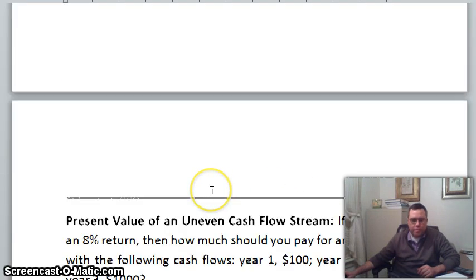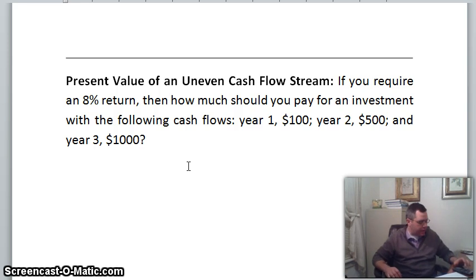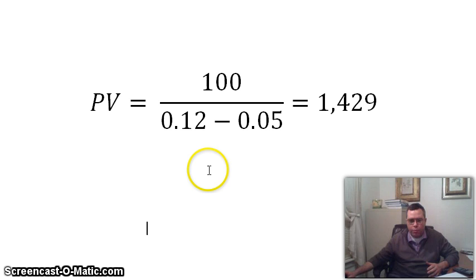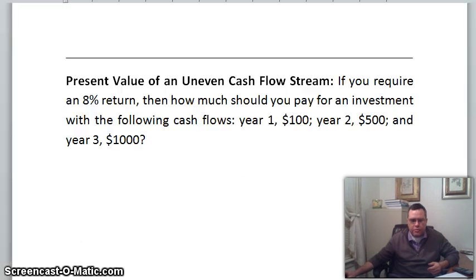All right, next problem. Present value of an uneven stream of cash flows. It says if you require an 8% return, how much should you pay for an investment with the following cash flows? Year 1, 100, year 2, 500, and year 3, 1,000. We can't plug these into our gray buttons on our calculator, the N, I/Y, PV, payment, and FV, because they don't fit our typical mold. But we have another way to deal with it, and our calculator helps us do that. So that's what we'll talk about.